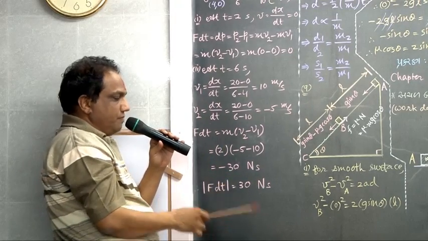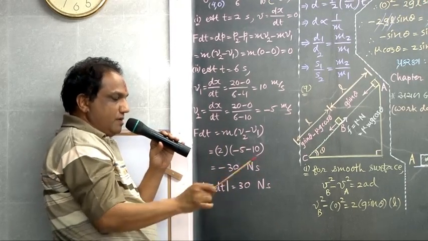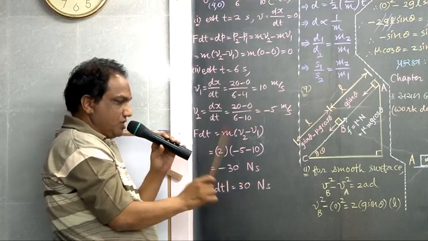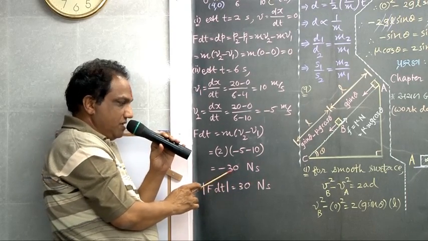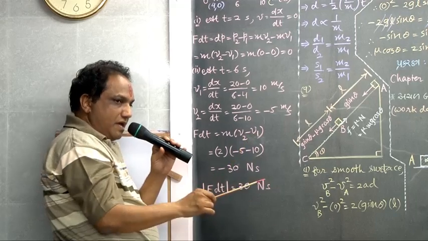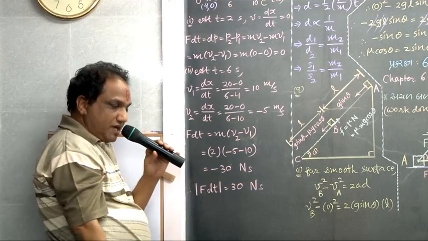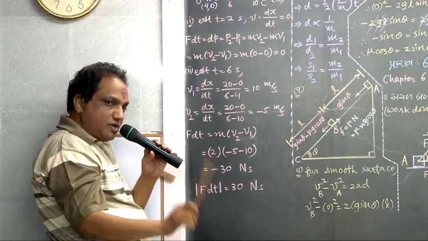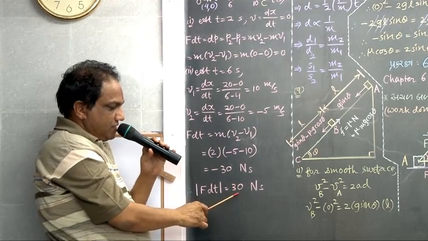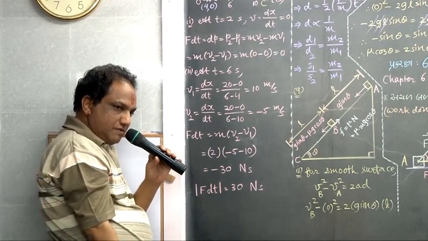But in the textbook, they have given it with a plus sign, so they might have gone for magnitude. Actually, you should write this answer: minus 30 Newton into second. But in the options, if minus 30 is not there and plus 30 is there, you should take the magnitude. Then it will be plus 30 Newton into second. Okay. Next.